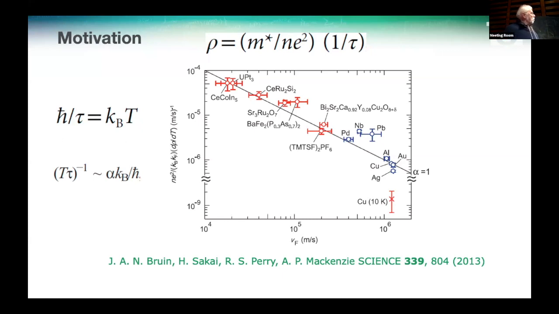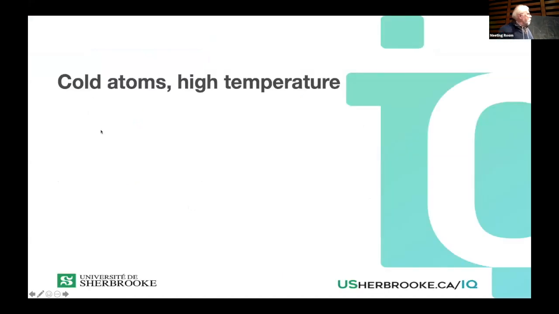Okay, so it's found that resistivity is linear in many correlated systems. Where is my mouse? I don't see it. Okay, there it is. And that the scattering time that's deduced using this Drude formula is related to KBT.